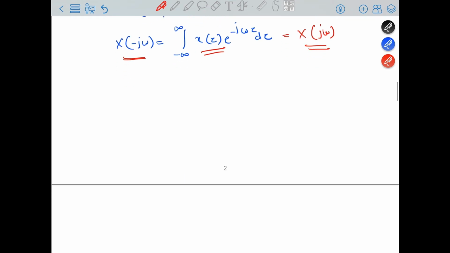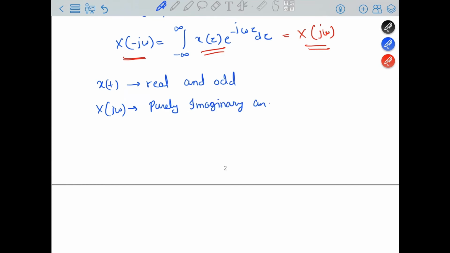And similarly you can derive, and I'll just write here, if x(t) is real and odd, then your X(jω) will be purely imaginary and odd. This can be easily derived using the previous derivation.